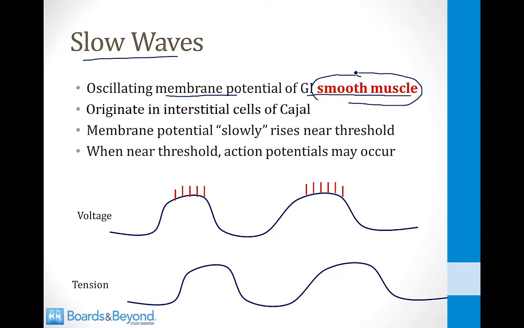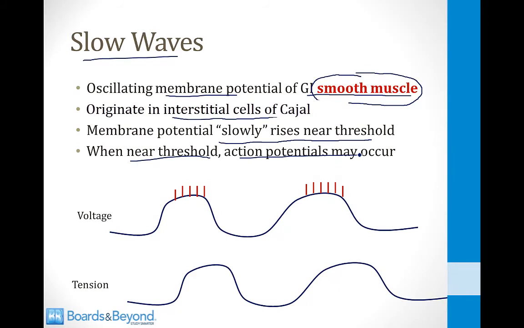Slow waves originate in cells called interstitial cells of Cajal. These are sometimes called the pacemaker cells of the intestine, and these cells initiate a fluctuation in the change of the membrane potential of smooth muscle cells. What will happen is the membrane potential will slowly rise to become near threshold for depolarization. When it's near threshold, action potentials can occur and cause contraction of the smooth muscle.